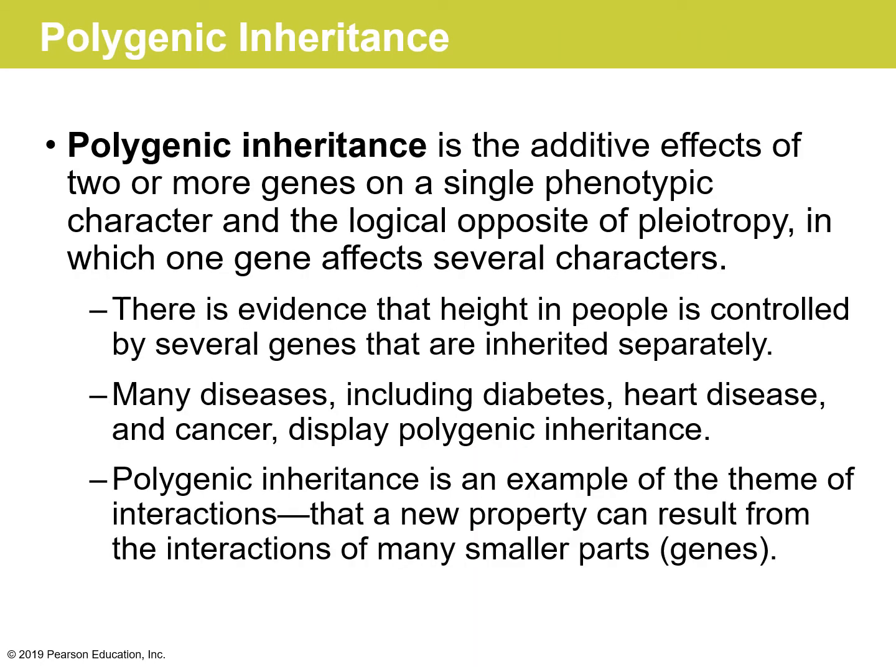Polygenic inheritance. Polygenic inheritance means an inheritance which is controlled by more than one gene, or polygenes. And this is produced by the additive or synergistic effects of two or more genes, that means multiple genes, on a single trait, a single phenotypic character. And as such, it is the logical opposite of pleiotropy.